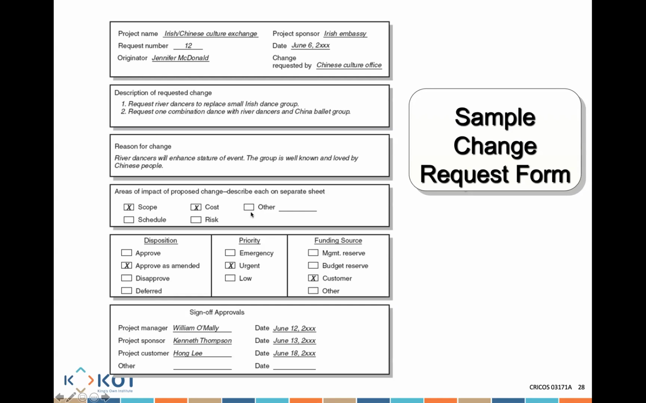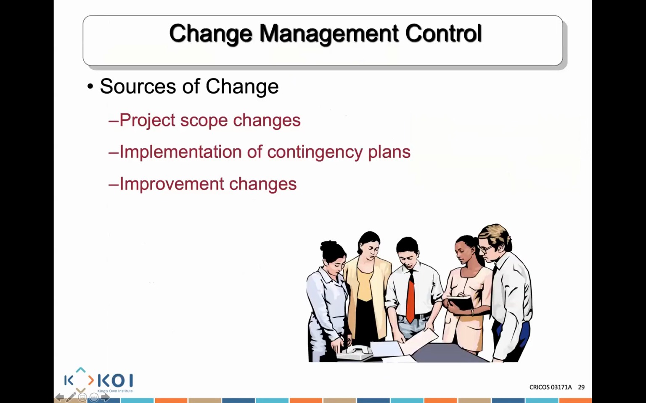Why do we change? What are the areas impacted? What's the disposition: do we approve it, or do we disapprove it? What's the priority? What's the funding? Who's going to need to sign off on that change for us to be able to ensure it's really going to be implemented?